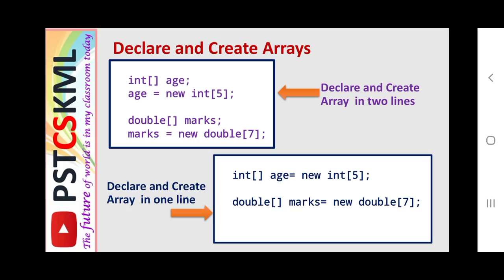The same also goes for double. Double bracket marks, then marks equals new double 7, or we can create it in a single line: double bracket marks equals new double 7. So there are two ways to declare and create arrays. The first one is we declare in two lines. The second one we declare in one line.